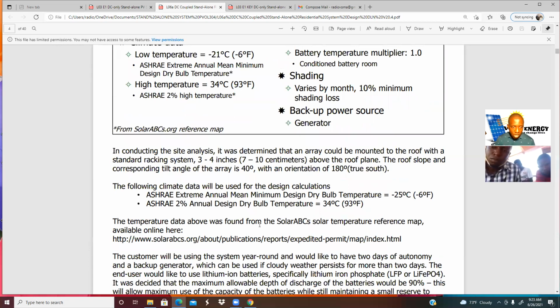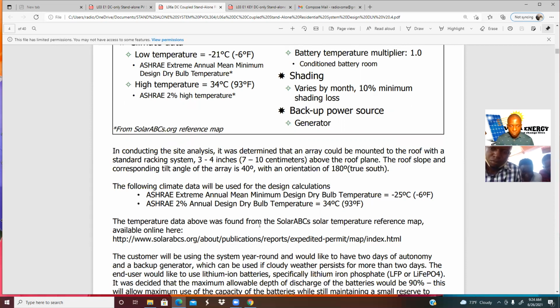In conducting the site analysis, it was determined that an array could be mounted to the roof with a standalone racking system 3 to 4 inches, 7 to 10 centimeters above the roof plane. The roof slopes and corresponding tilt angle of the array is 40 degrees, with an orientation of 180 degrees true south. The following climate data will be used for design calculations.